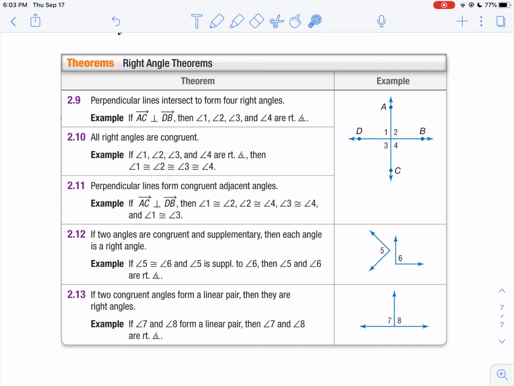And the last theorem we'll look at: if 2 congruent angles form a linear pair, so if you have a linear pair and you know these 2 angles are congruent, you know they have to be right angles, because if they form a linear pair, we know they're supplementary, and if we know they're congruent, we know each angle is 90 degrees.